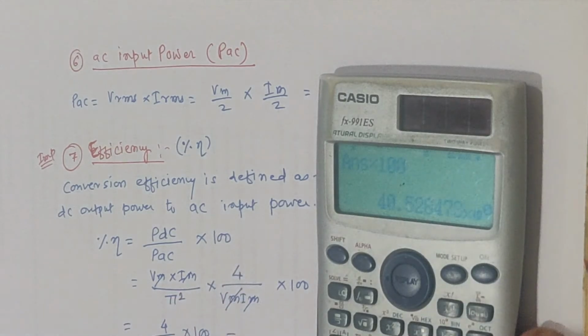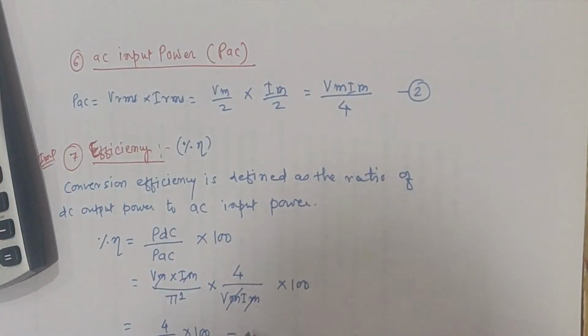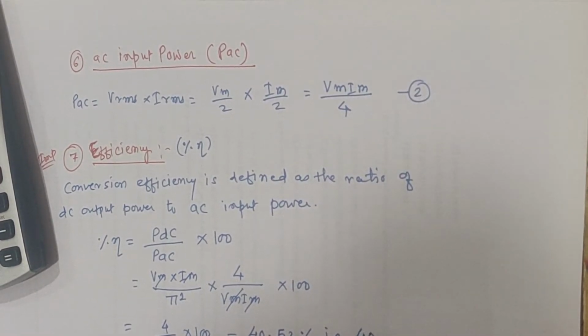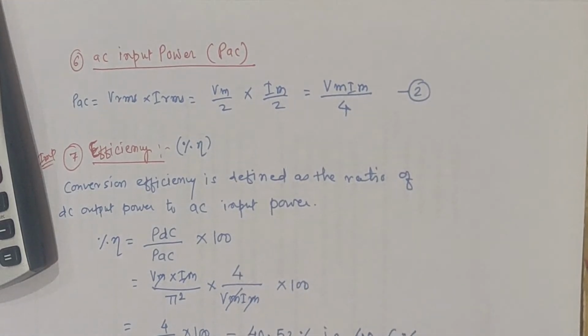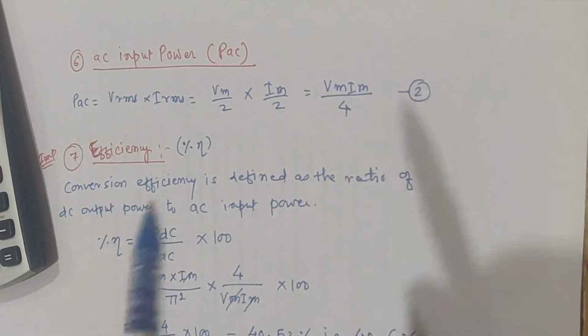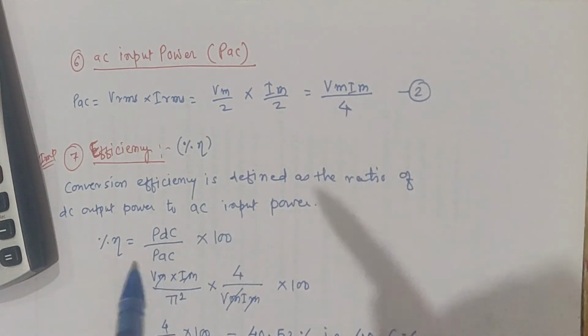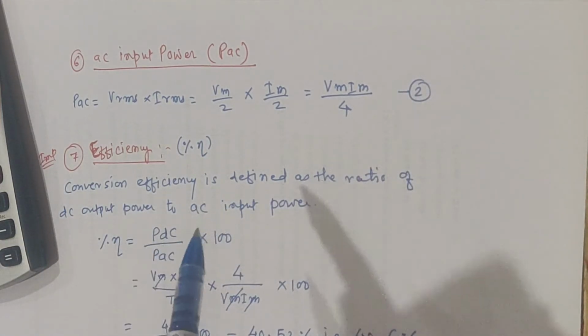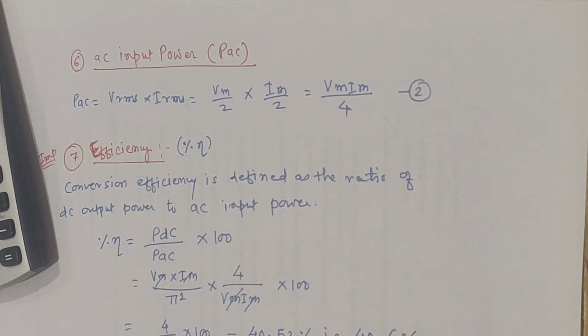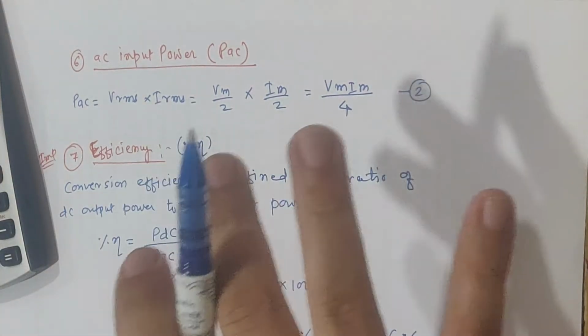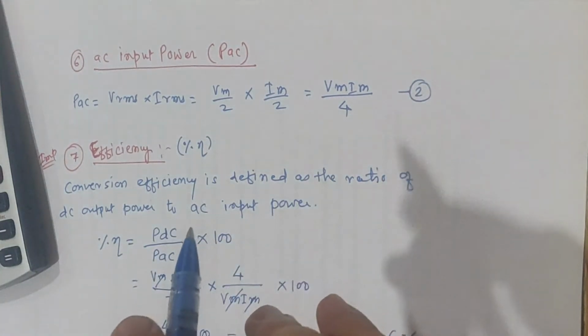So it is 40.52, it comes out to be 40.52%. That is, I can say 40.6%. Now they ask you in the examination to prove that the efficiency of half wave rectifier is equal to 40.6%. But see, what is the inference that we can draw from here?